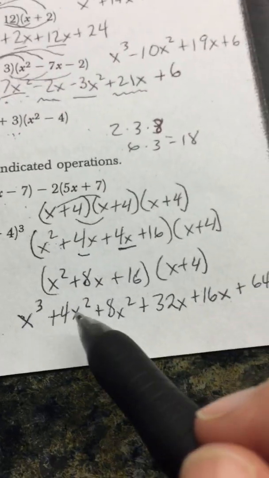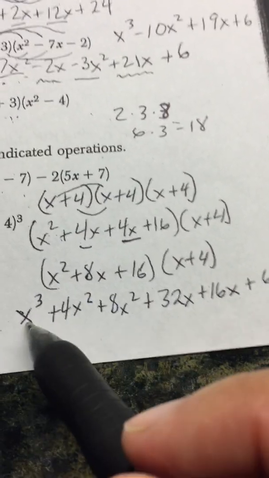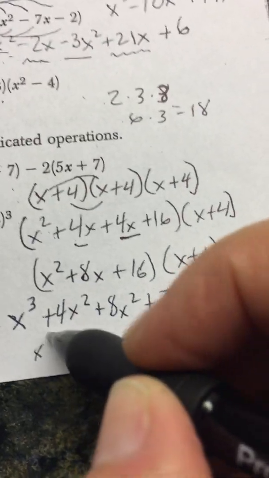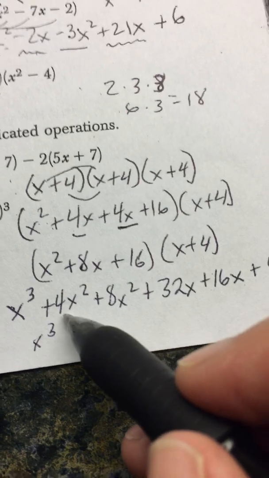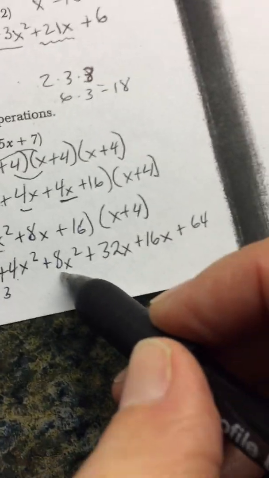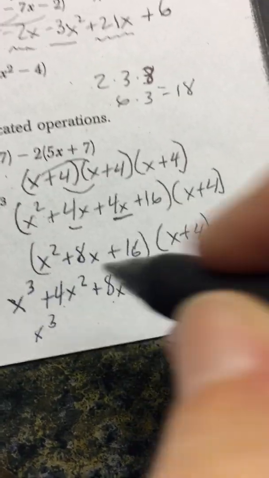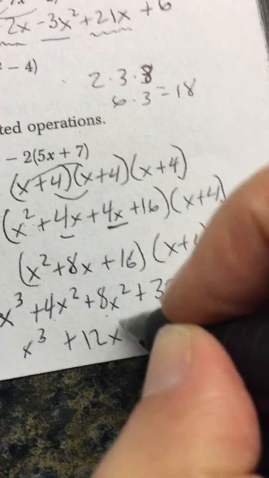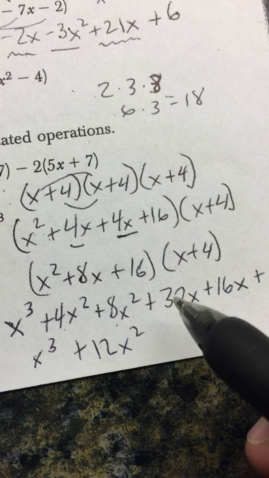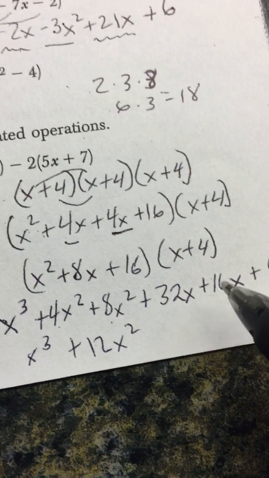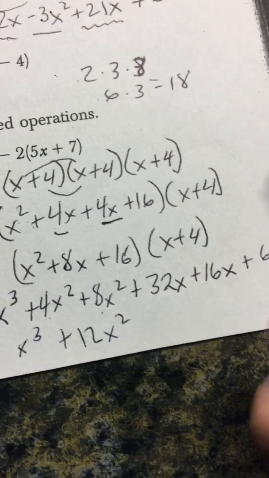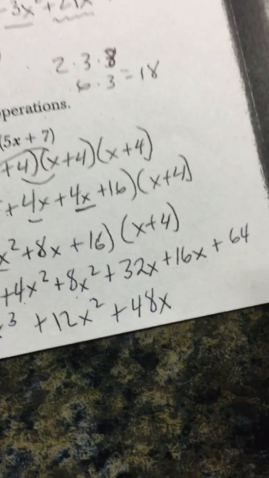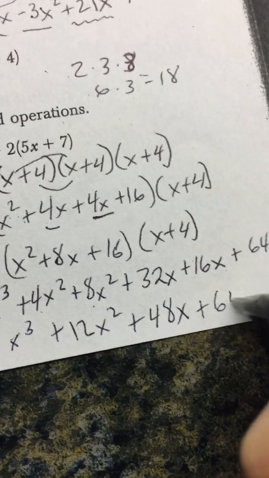Now all I need to do is combine like terms. There's only one x cubed, I think. Yep, so x cubed stays x cubed. The x squareds go together. There's only two. So 4 plus 8 is 12x squared. And then I got 32x and 16x, and 32 plus 16 is 48x, plus 48x. And then I still have this plus 64 on the end because there's no other plain numbers.